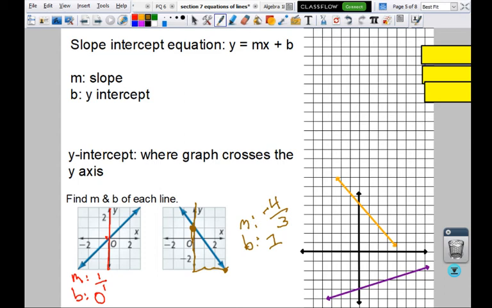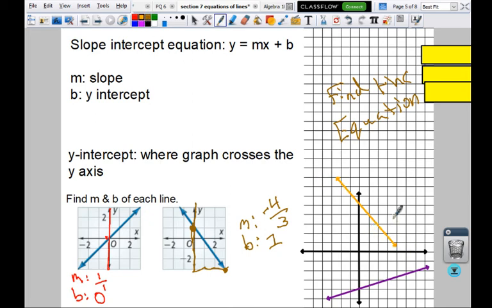Alright, on these next ones, I forgot to write it down, but we are going to find the equation of these 2 lines over here. But it's the same work really. We've got to find our m, we've got to find our b, and then we just put them together into y equals mx plus b.